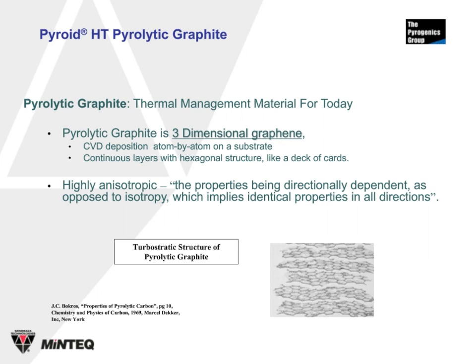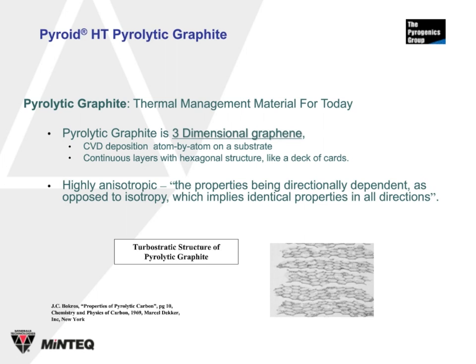One way you can think of pyrolytic graphite is as a three-dimensional graphene. Graphene, of course, has been in the news lately and was the recipient of the Nobel Prize. You can think of graphene as a single layer of graphite. Pyrolytic graphite is produced via a chemical vapor deposition process where we grow on a substrate continuous layers with a hexagonal structure, very strong covalent bonds that give extremely good thermal and electrical conductivity in the plane.